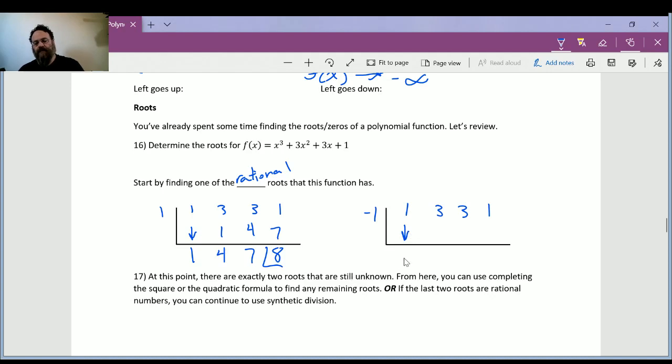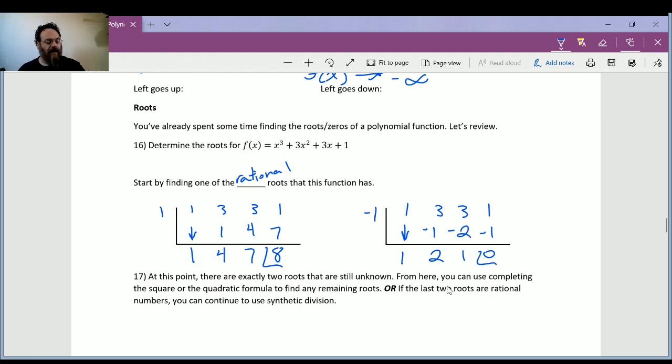Bring it down, multiply, add, multiply, add, multiply, add.